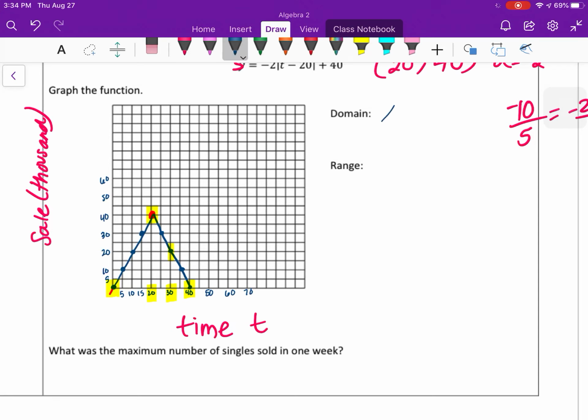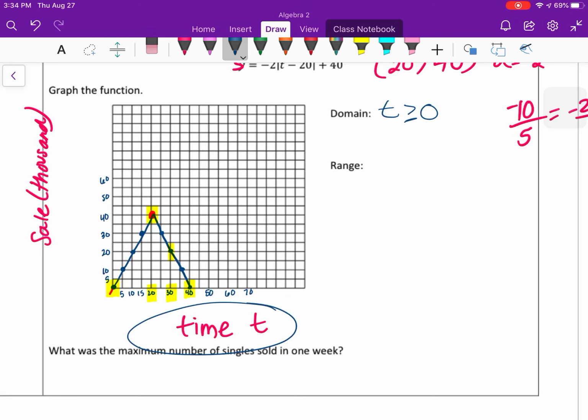So here the domain is going to only be x's that are greater than or equal to 0. So not all real numbers in this case, because your x's, I should say, it's actually t's, are greater than or equal to 0, because that's your input and we're dealing with time. You don't have a negative number of weeks that you're selling.